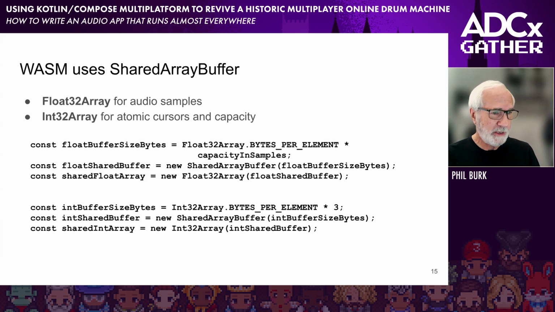So WebAssembly has a mechanism for sharing data between threads, and it's called a shared array buffer. And it's a critical data structure for doing this. You can wrap it in a float array or an int array. So we use a float array for the audio PCM data, and then an int array to contain the read and write cursors, the buffer capacity, underflow count, things like that.